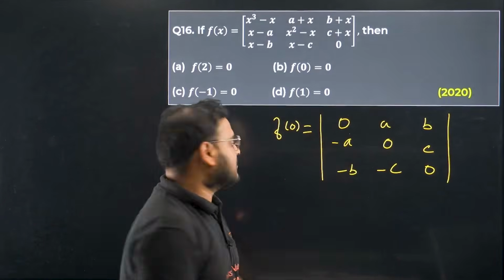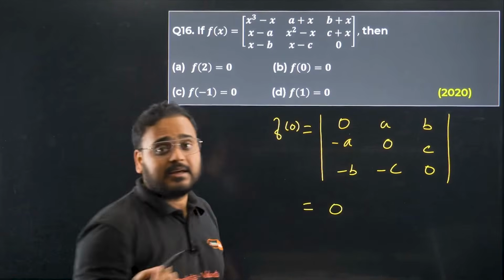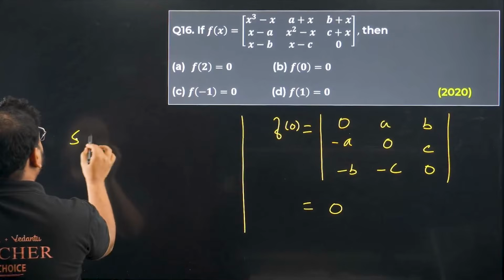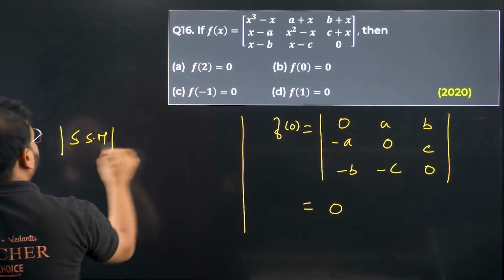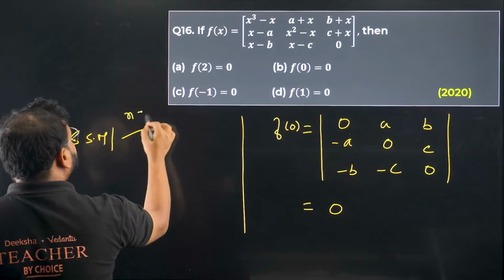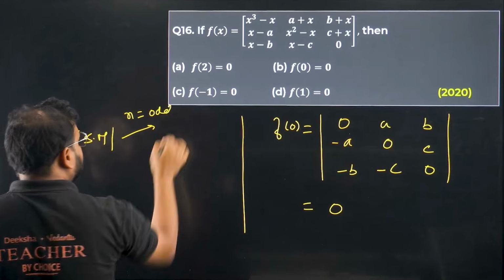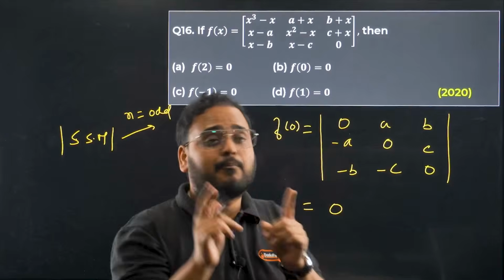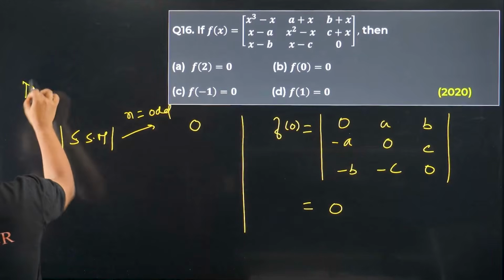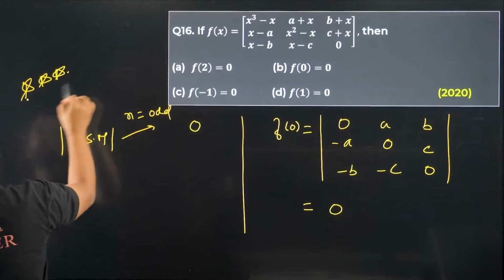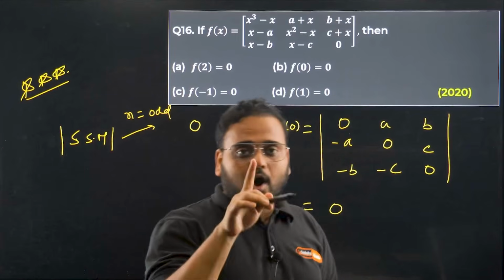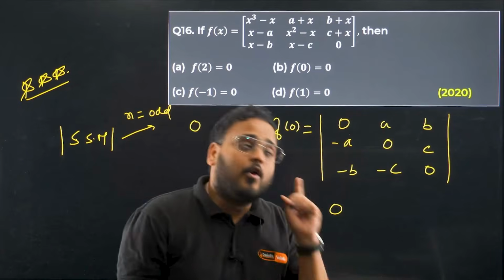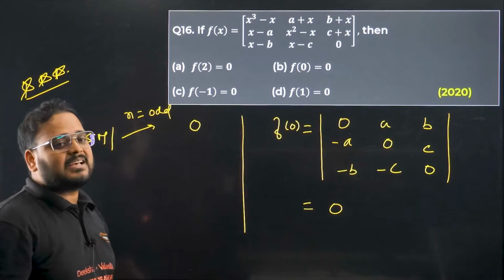Looking at this, you will say answer is simply 0. Why? For any skew symmetric matrix, if the order is odd, the determinant will come out as 0. Remember this statement, very very important, I'm giving you a concept over here. For any skew symmetric matrix, if the order is odd, 3, 5, 7 like that, the determinant will always come out as 0.